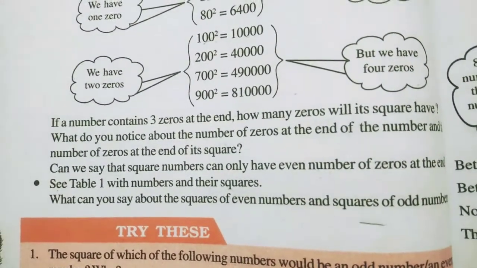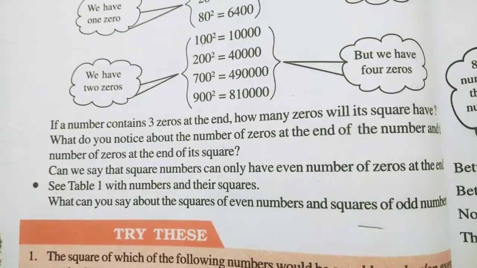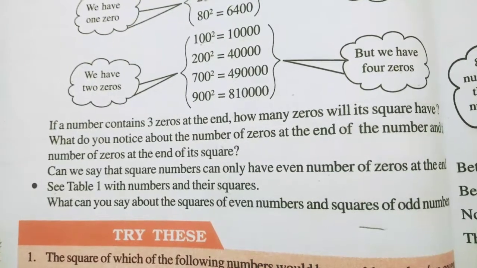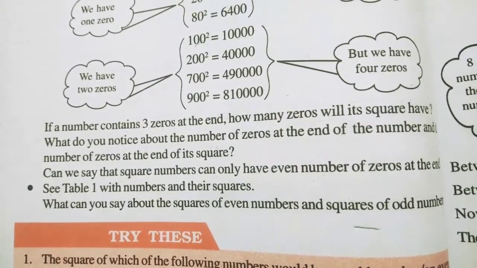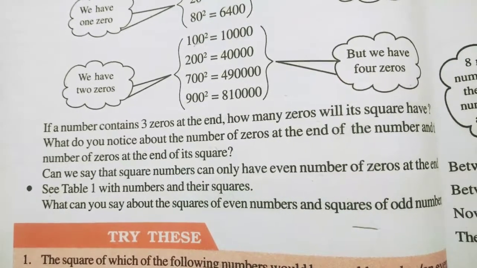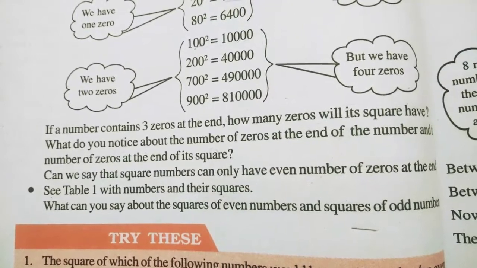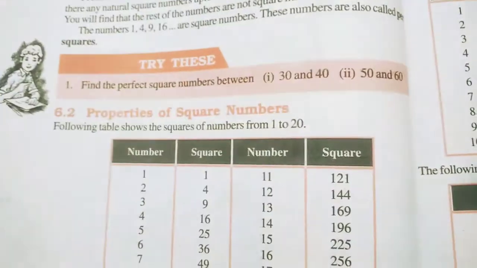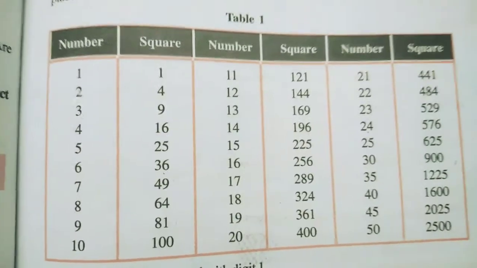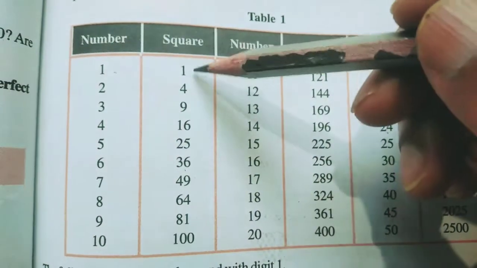Another property is that any even number will have an even square. That means if you square an even number, the answer is also an even number. And if you square an odd number, then the answer is also an odd number. You can see in the previous table. If it is an odd number, then when you square it, it will also be an odd number.